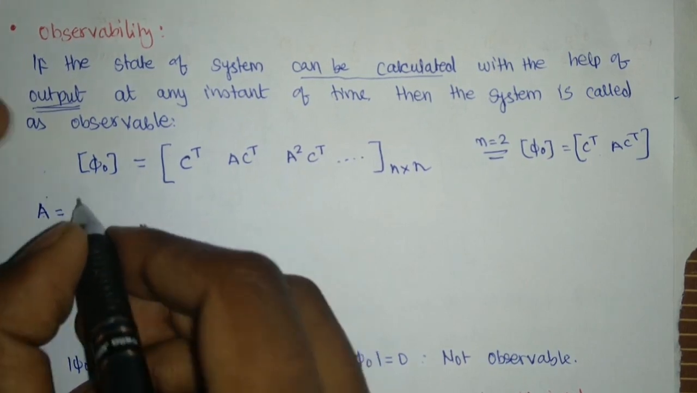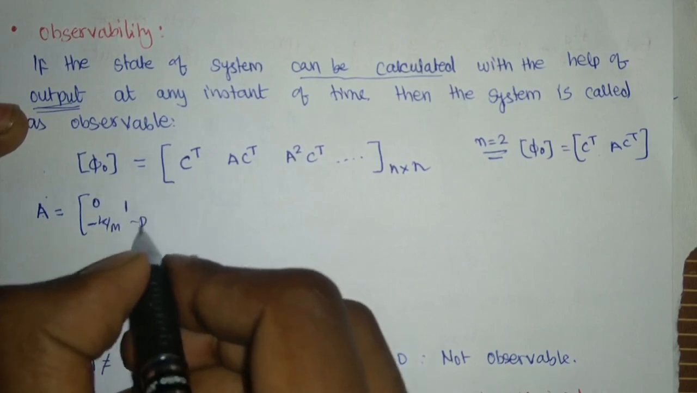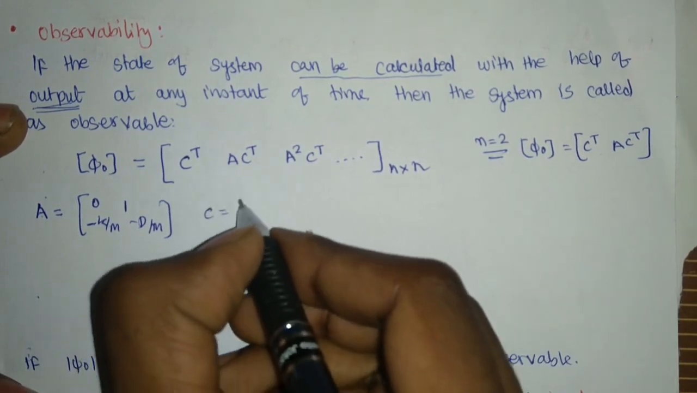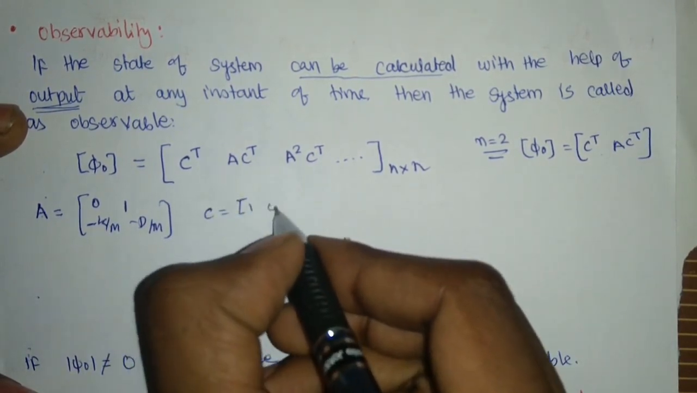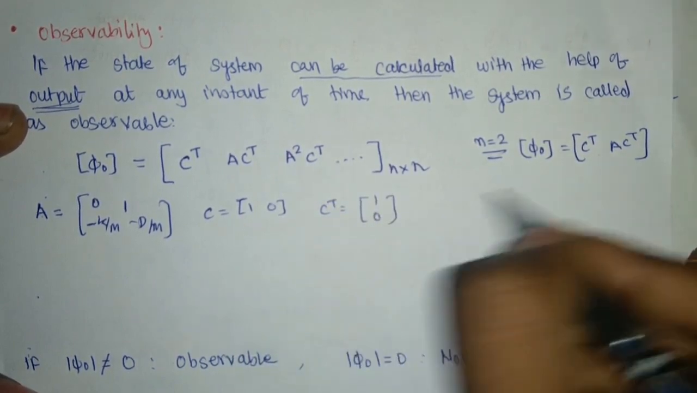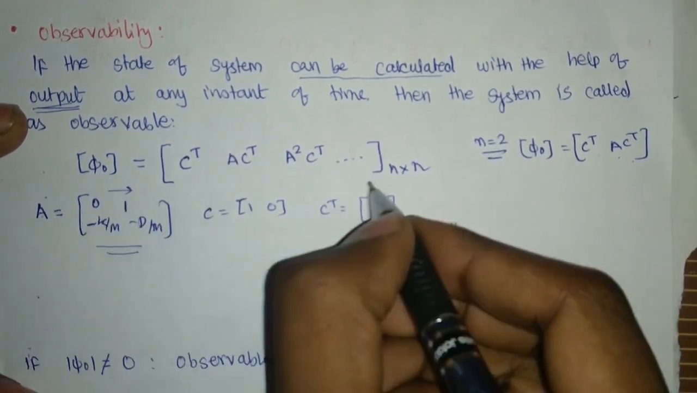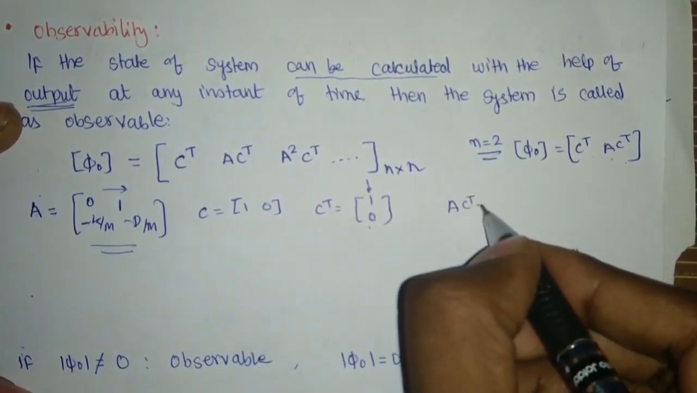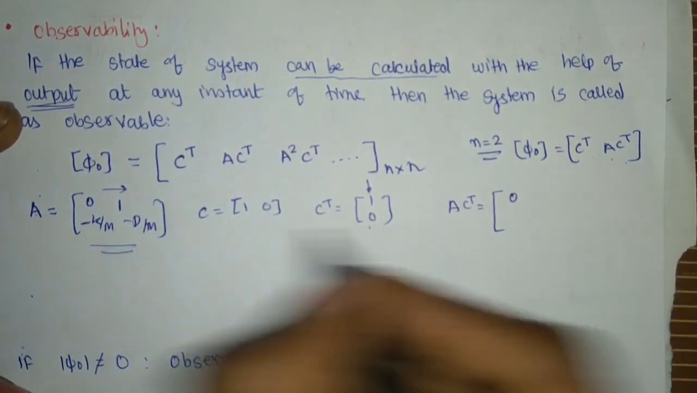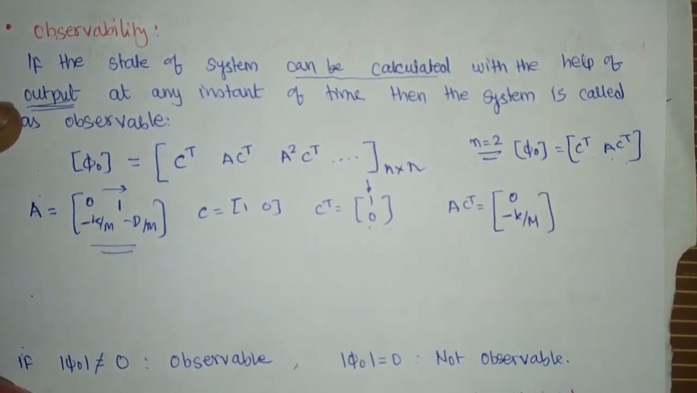The A matrix was [0 1; minus k by m, minus d by m]. That was our A matrix, right? And what is our C matrix? C matrix was [1 0], but what we need is C transpose. So C transpose is [1 0]ᵀ, and then we need A into C transpose. A into C transpose will be 0 into 1, 0 into 1, so that will become 0, and then this will become minus k by m, right? So that is my A into C transpose.